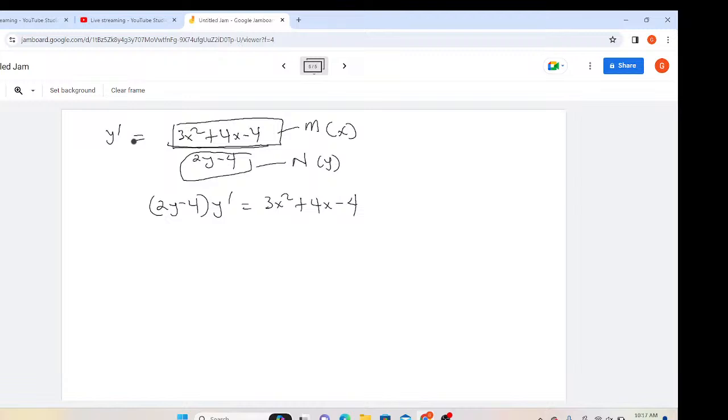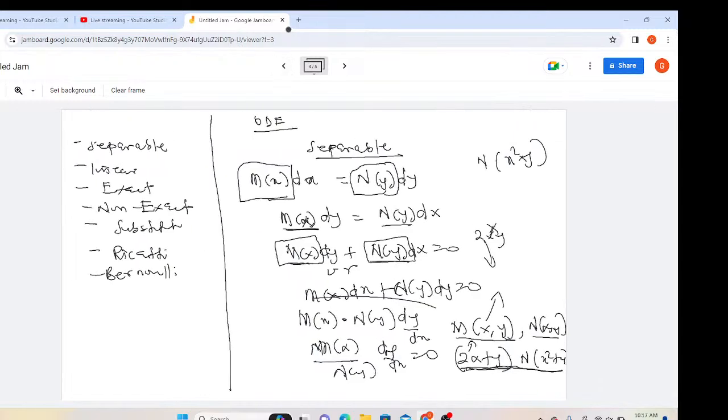Right? But then we know that y prime is equal to dy on dx. So our y here is a dependent variable and our x is an independent variable. So 2y minus 4 dy on dx equals 3x squared plus 4x minus 4. So we can separate them. So now they're separable.